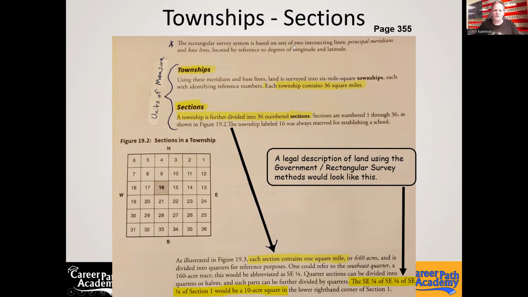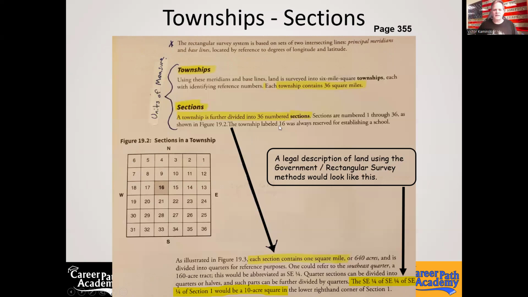And these townships are located, the rectangular survey system is based on sets of 2 intersecting lines called principal meridians and baselines, located by reference to degrees of latitude and longitude. And then from there, they break it down. So you see here in this picture, this is a township. I know it's a township because it has 36 boxes, squares in there. Each one of those is called a section. And each one is how big? 1 square mile.